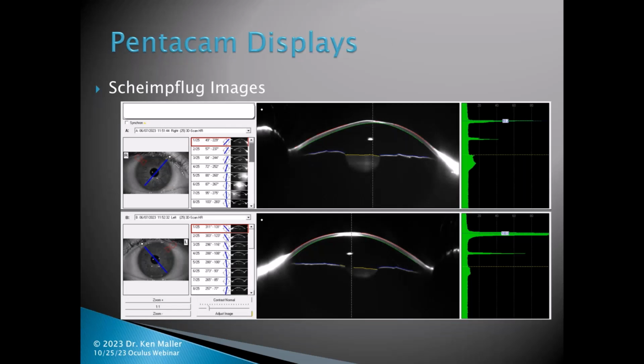For the Scheimpflug images, you can take a look here, and this is what Pentacam does provide. This is that eye that you just saw on the screen. It is a keratoconic eye. You can see in the upper Scheimpflug image there the incredible thinning almost at the very apex. It's just a little bit to the side of that dotted line. And then the lower one is actually a recovering hydrops that happened in the other eye on this particular patient, and that's where that white scarred area is in the central portion of the arc.